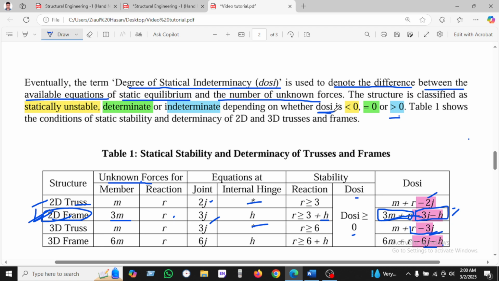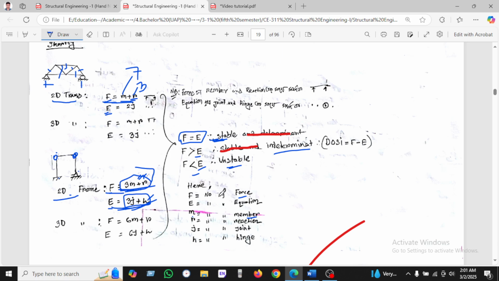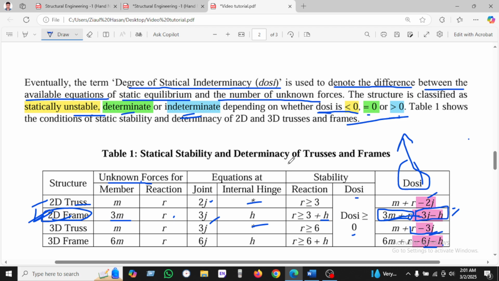Also, if the dosi is less than 0, then we can say unstable. And if the dosi is equal to 0, then determinate. And if dosi is greater than 0, then we can say indeterminate. So we can calculate both ways, whichever we need. It will depend on this value, or we can use this equation. I'm just calculating this equation, that's why I will explain this equation, but you can use both.